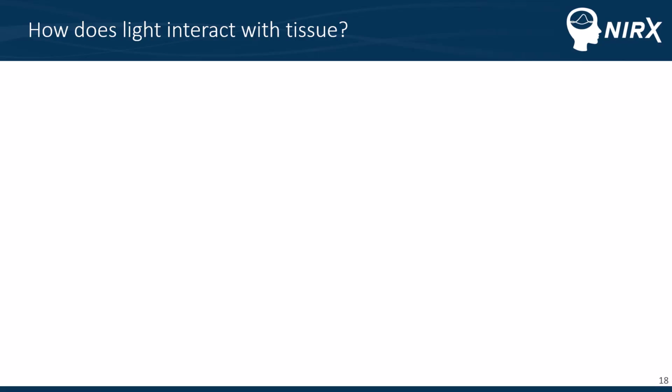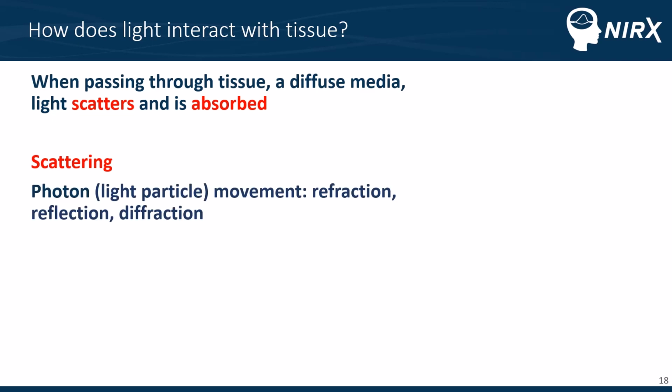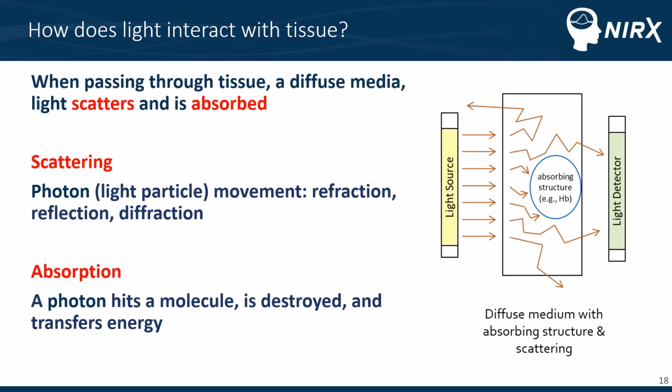How does light interact with tissue? Well, when passing through tissue, which is a diffuse media, light is scattered and absorbed. Scattering refers to a photon, which is a light particle, refracting, reflecting, and diffracting off of and through tissue. It all describes movement of a photon through and off of tissue. Absorption, on the other hand, is when a photon hits a molecule, is destroyed, and transfers energy. So it ceases to exist, it's no longer passing through the tissue, and its scattering and absorption is what fNIRS studies.